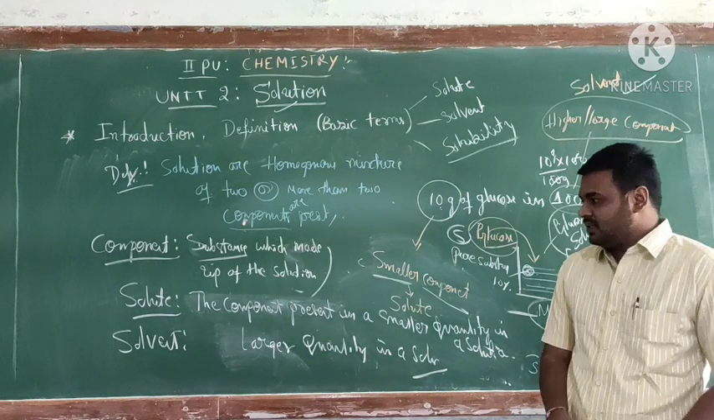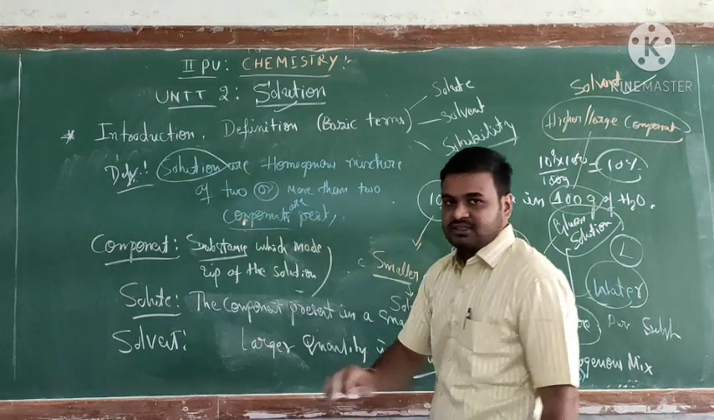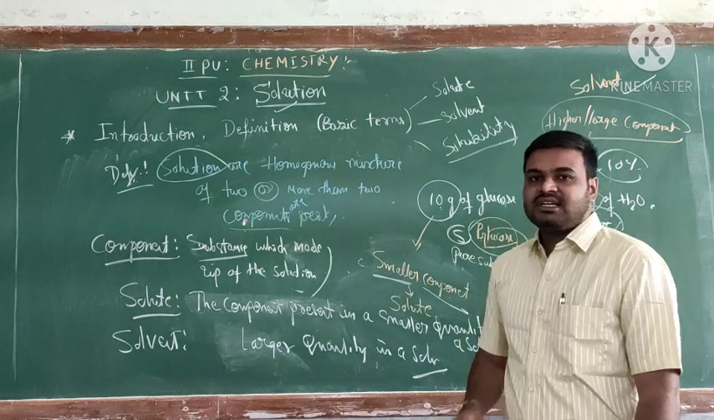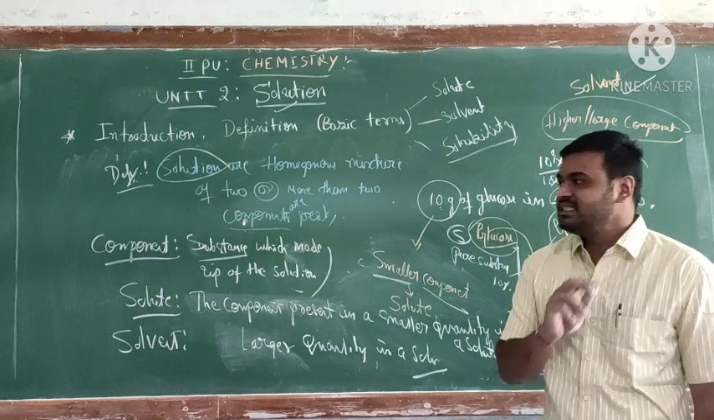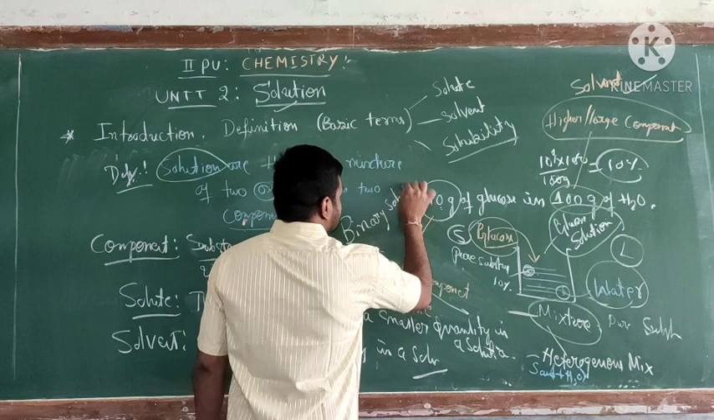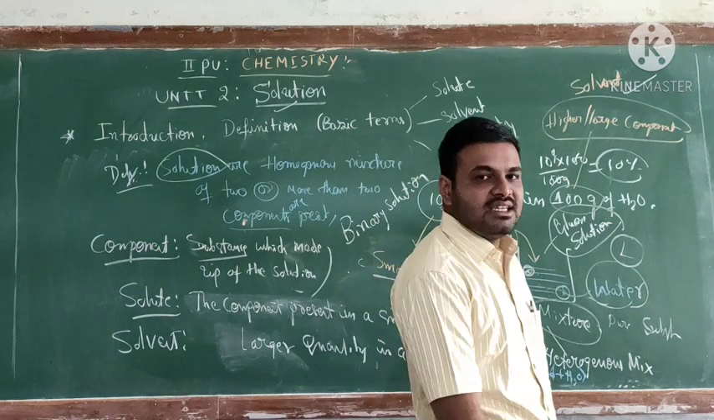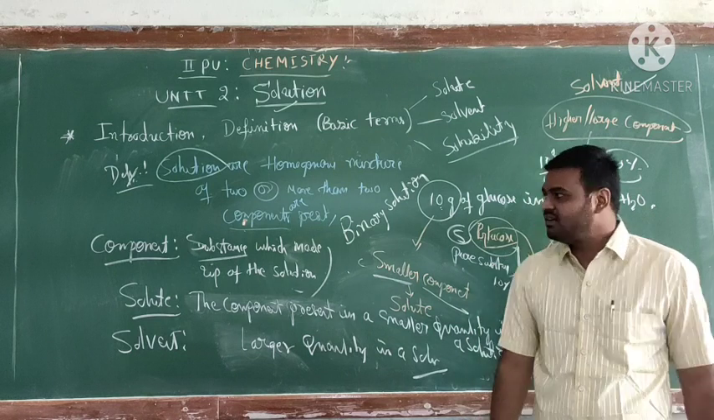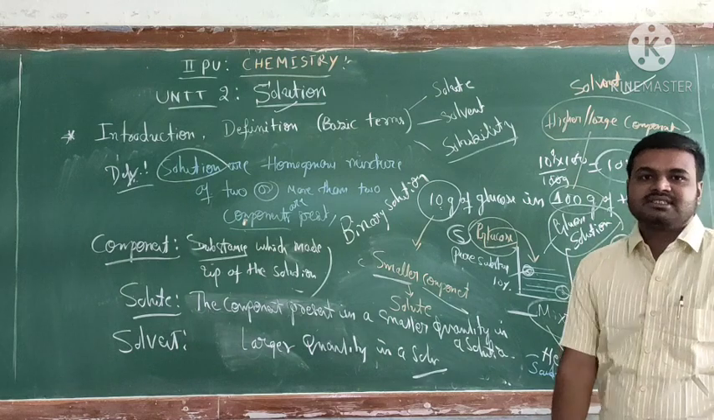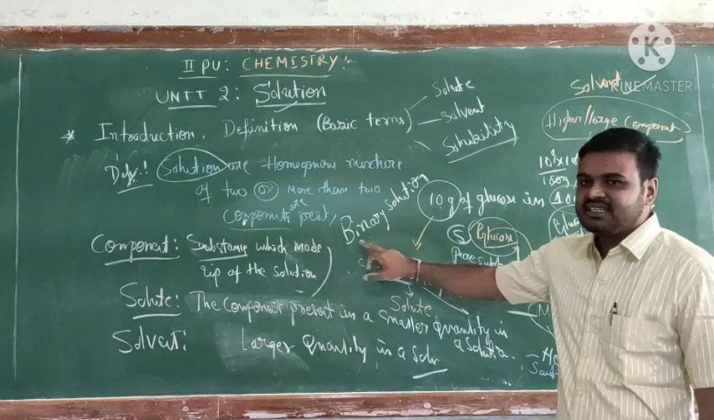Okay, so a solution containing what? Solute and solvent. So one solute and one solvent present, it is called what? Binary solution. A binary solution is a solution containing one solute and one solvent. Binary means two. So in your second PUC, unit two, Solutions, we discuss only the binary solutions.